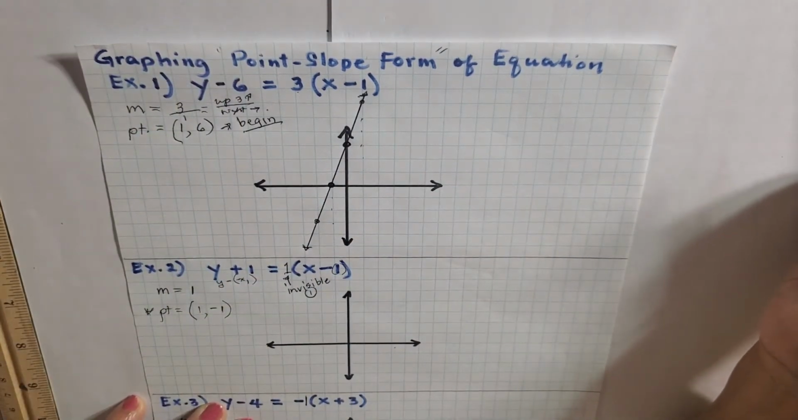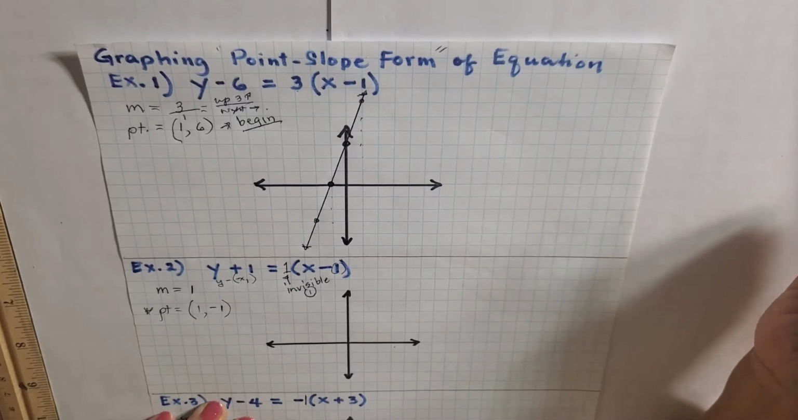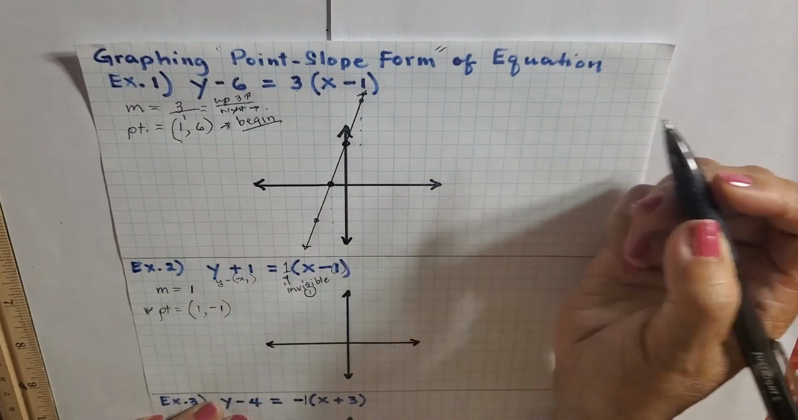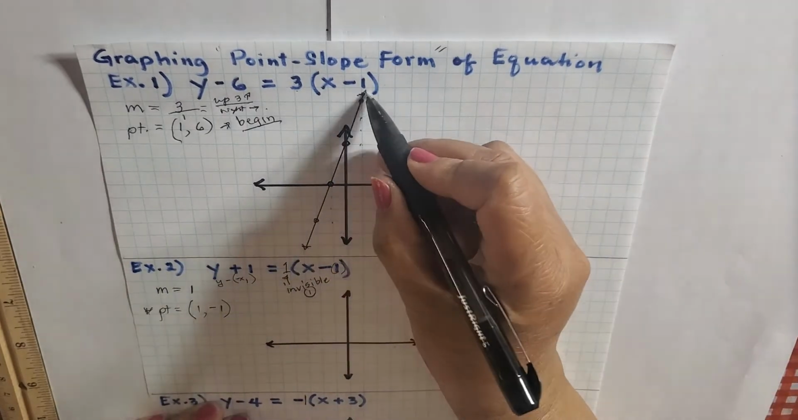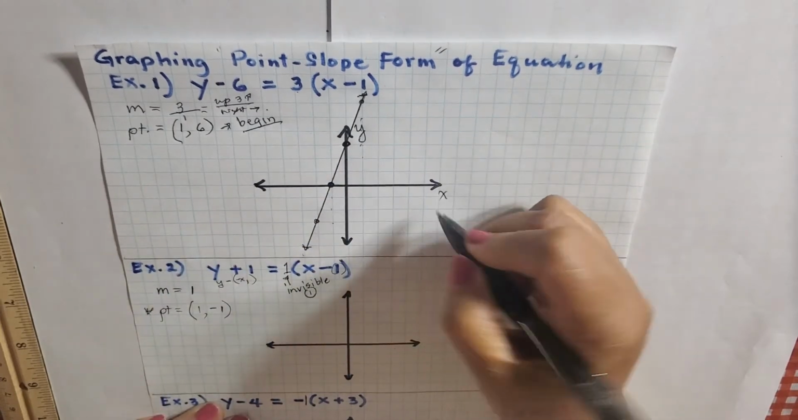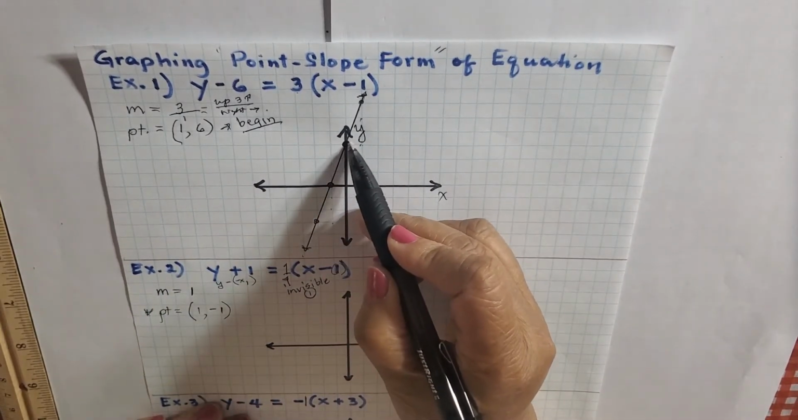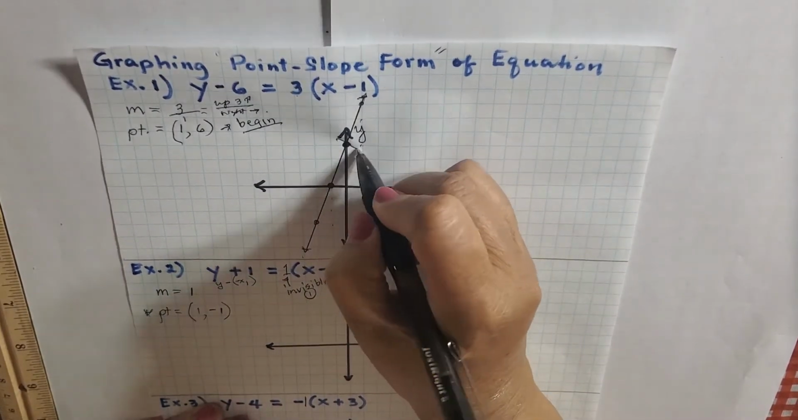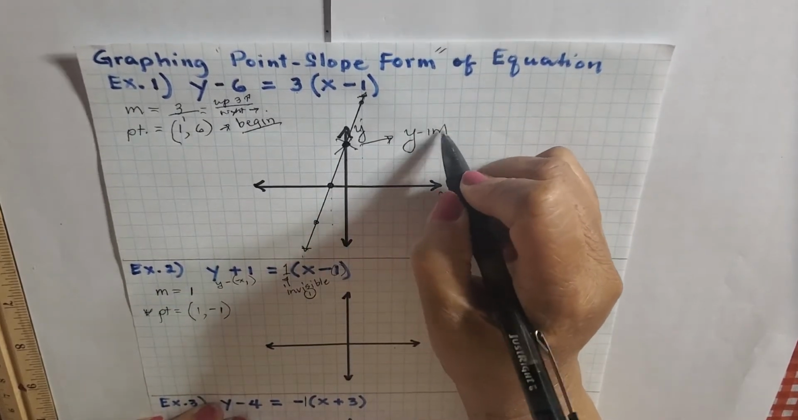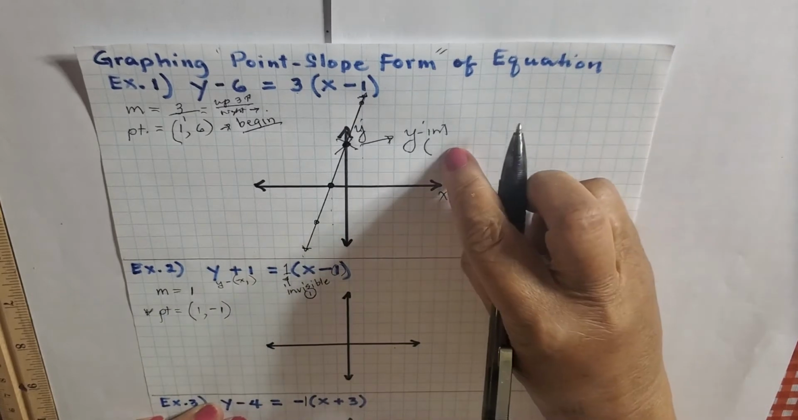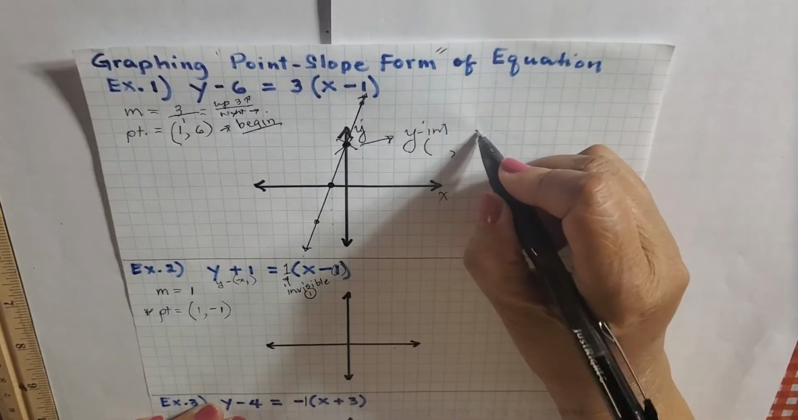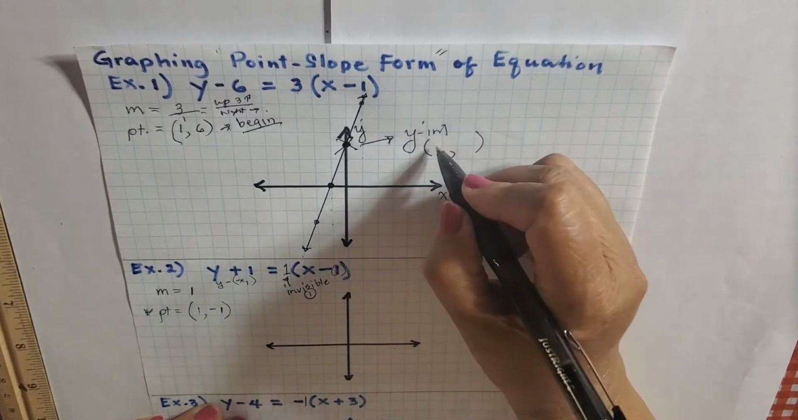Now, let us identify the y-intercept. Look at the line. It crosses at this point. It crosses the y-axis here. So this point is called the y-intercept. And the coordinate will be, I need a number on the y. The other coordinate will be 0.